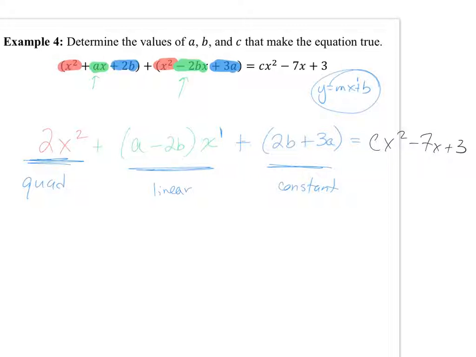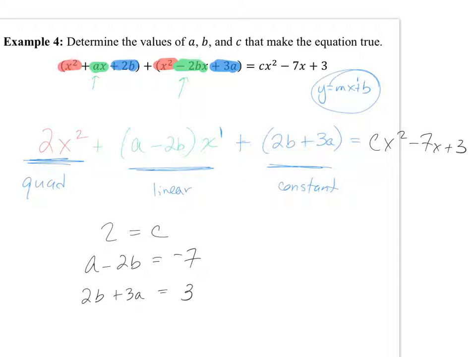So what we do next is called equating coefficients. So 2 equals c, a minus 2b is equal to negative 7, and 2b plus 3a is equal to 3. So all I'm doing now is saying that these coefficients are the same, and these constants have to be the same. Why do they have to be the same? Because they're equal to each other. Yes, because this is an equation. That's the whole key. Because this is an equation, each individual part has to be equal to each individual part. That's the only mathematical way that this can be true.